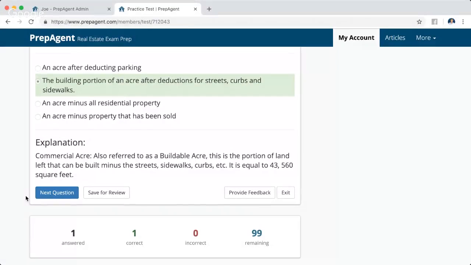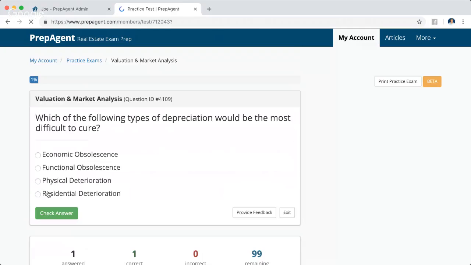How big is an acre? What do you guys think? How big is an acre? 43,560 square feet. So a commercial acre is that number minus streets, curbs, sidewalks, and all those other fun things. Ooh, 160 rods. You've been studying. Nice job.